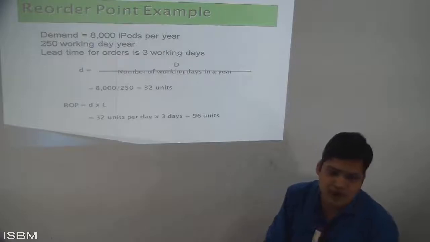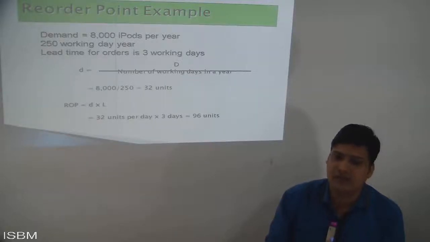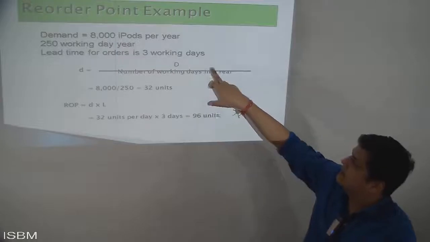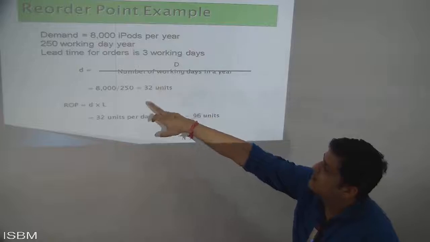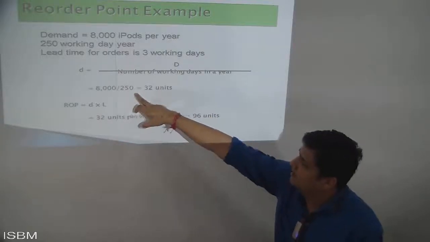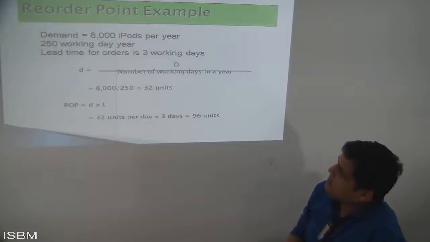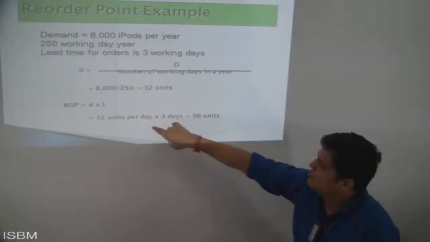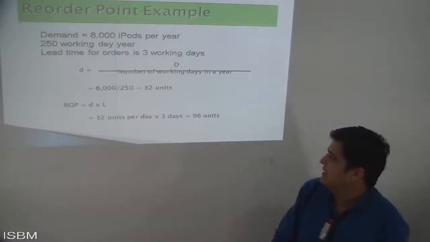So the same question: demand is 8000 iPads per year, 250 working days per year, lead time of an order is 3 working days. So d is equal to D upon the number of working days in a year. D is nothing but the demand, 8000, and the number of working days is 250. So 8000 by 250 is 32 units. So ROP is nothing but the reorder point, d into L. d is 32 units per day and your lead time is 3. So 32 into 3 is 96 units.